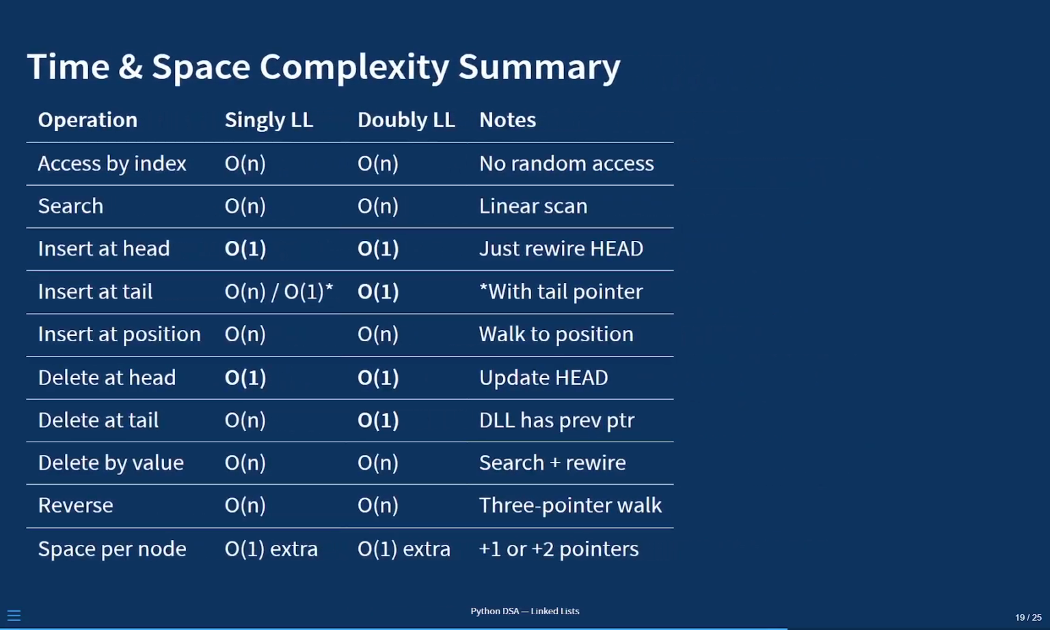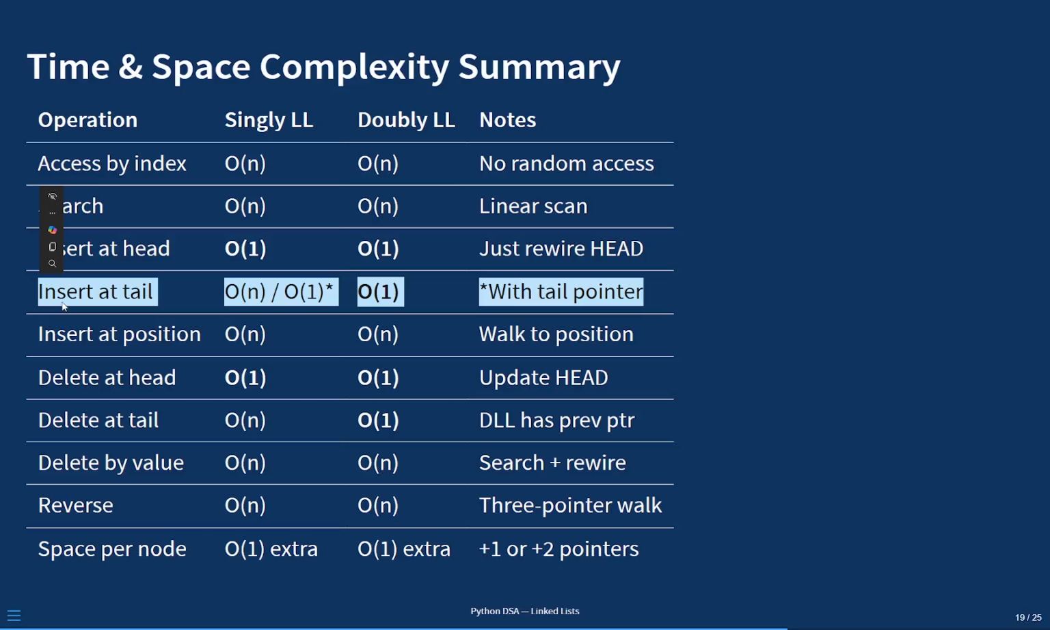Let's consolidate everything into a complexity table. This is your reference card. Access by index, always O(n), for both singly and doubly linked lists. No random access, ever. This is the single biggest drawback compared to arrays. Search, O(n) linear scan. Same for both. Insert at head, O(1) for both. Just rewire the head pointer.